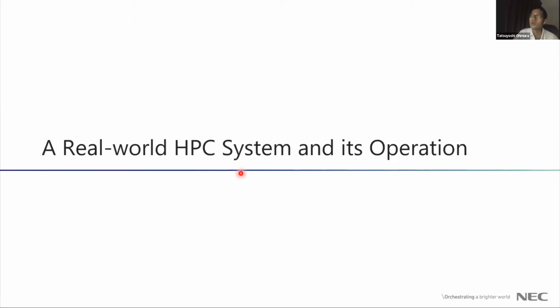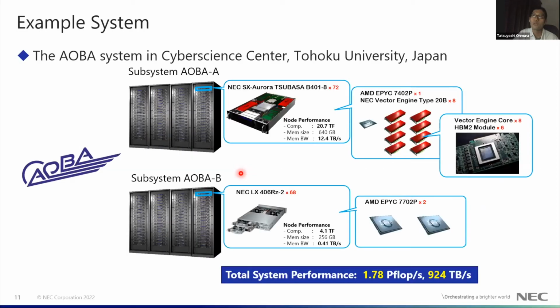Now, let me explain our target system and its operation. Our target system is named AOBA-A, which is installed at Tohoku University. AOBA-A consists of two subsystems. One is a vector cluster called AOBA-A. The cluster consists of 72 nodes of NEC SX-Aurora TSUBASA.